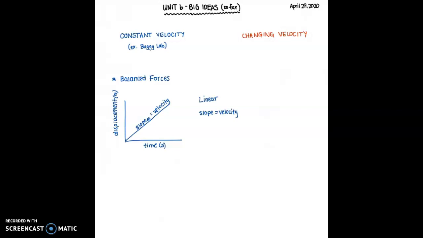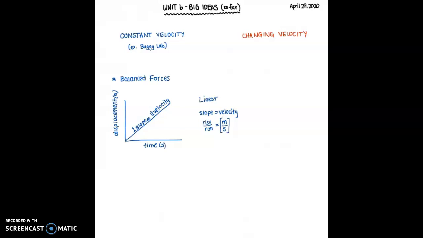Slope units we get by doing rise over run. On this graph, we rise in meters and we run in seconds. These are the units of velocity. So it makes sense for my slope to be velocity. Notice that on this particular graph, because it's linear, we have one constant slope, so we have one constant velocity.